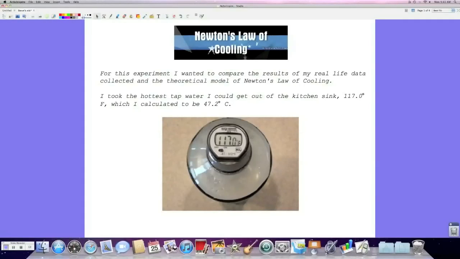Did you know that Newton's law of cooling is used all around us? Well, I wanted to conduct an experiment that would help compare the theoretical data of Newton's law of cooling against the actual data collected. I originally thought that I would do something with forensics, time of death. But since I don't have bodies to work with, I thought, okay, I'll do it with tap water.